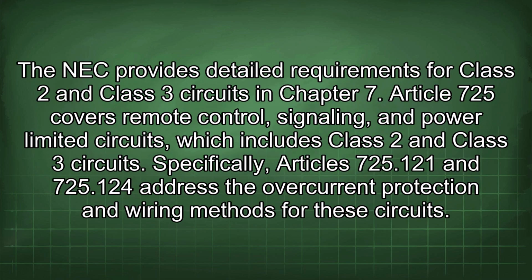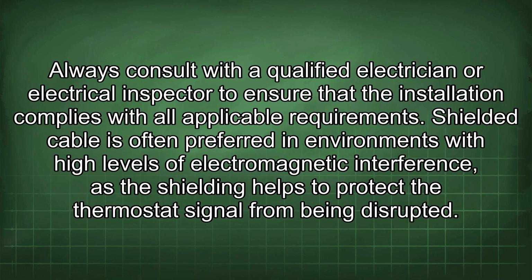The NEC provides detailed requirements for Class 2 and Class 3 circuits in Chapter 7. Article 725 covers remote control, signaling, and power-limited circuits, which includes Class 2 and Class 3 circuits. Specifically, Articles 725.121 and 725.124 address the overcurrent protection and wiring methods for these circuits. Always consult with a qualified electrician or electrical inspector to ensure that the installation complies with all applicable requirements.